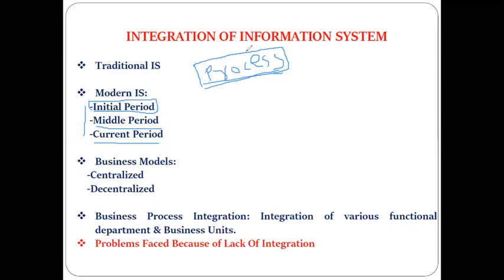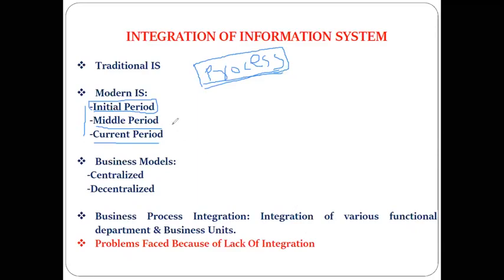Multiple functions linked with each other. Multiple functions, or multiple business processes: if you want to link them to each other so that they can share information between them easily, that linking, or combining all these departments or business processes together, is nothing but what is called integration.